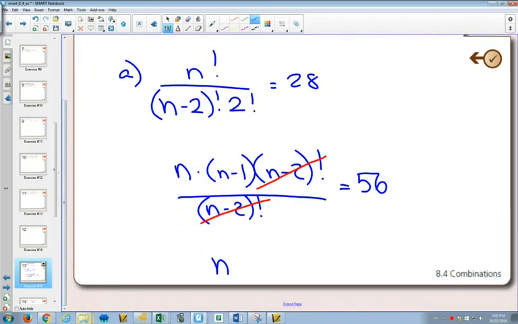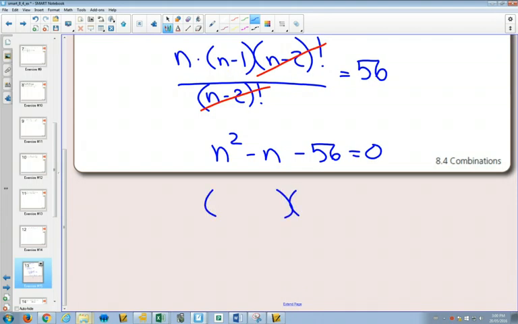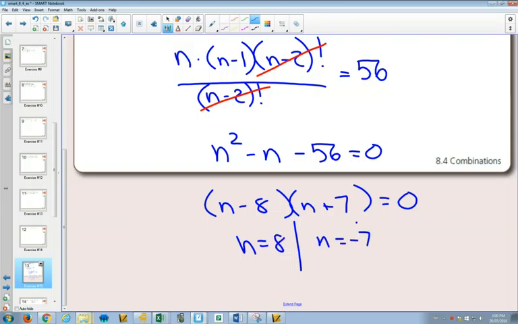Now, if you expand this, we'll get n squared minus n. Subtract the 56 over, because it's a quadratic equation, so you can factor. And when you plug in minus 7, you can't have minus 7 items choose 2 of them. That doesn't make sense, because that would cause you to put a negative into one of your factorials. But 8 works, and so that's the answer.